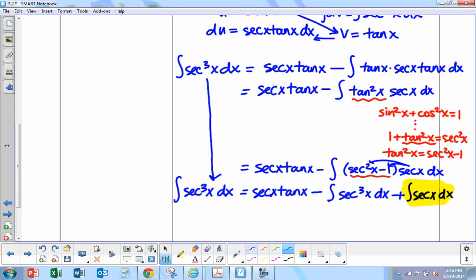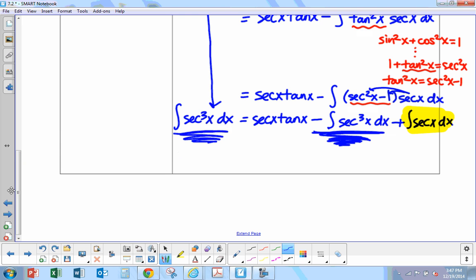And now I want you to notice that it's actually showing up on both sides of my problem. And it's not showing up with the same sign on both sides. On one side it's positive, one side it's negative. So they're not going to cancel each other out. What I want to do then, if I know how to integrate just secant of x, I can figure that out. I'm going to add the integral on the right, the negative secant cubed of x dx, this integral. I'm going to add it over to the left.